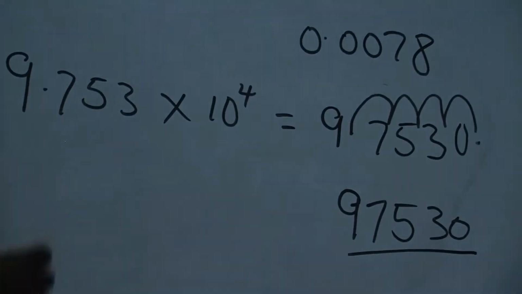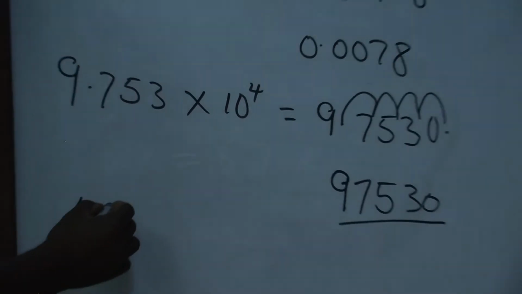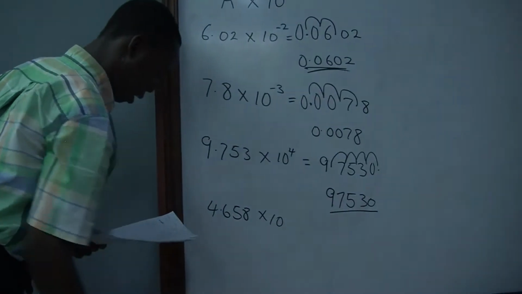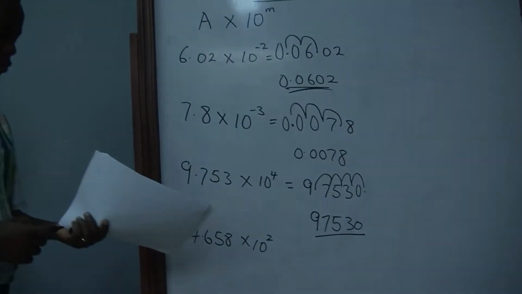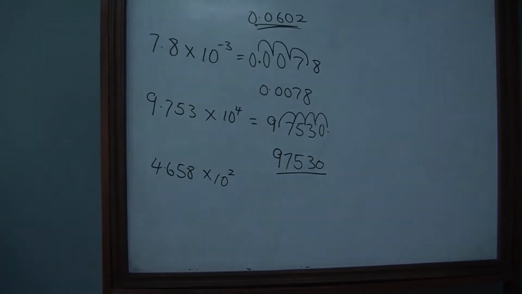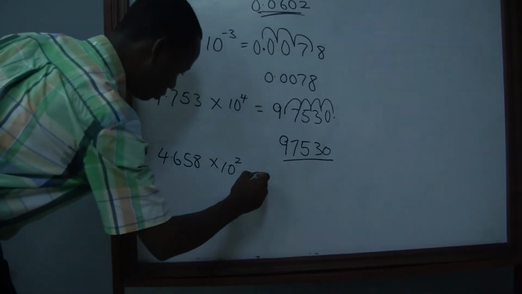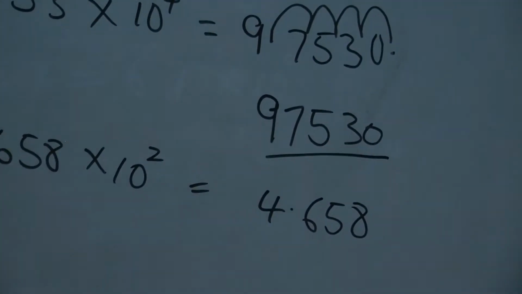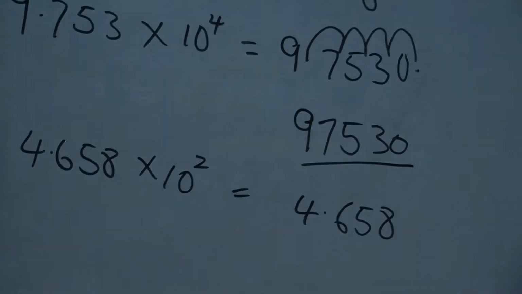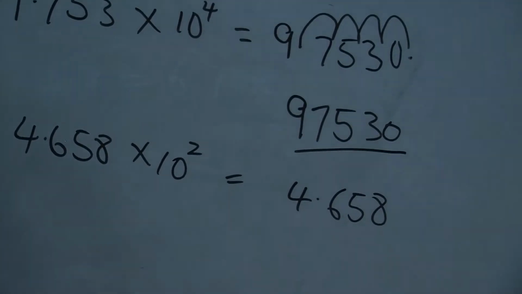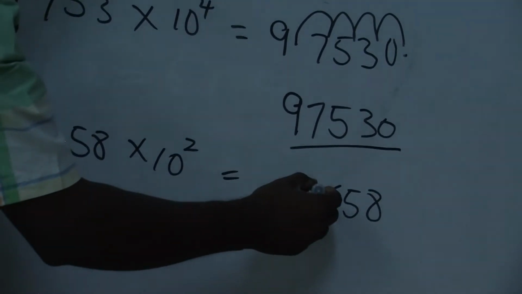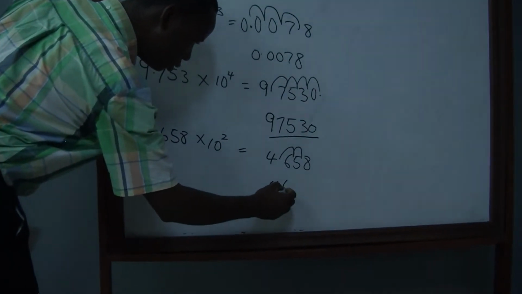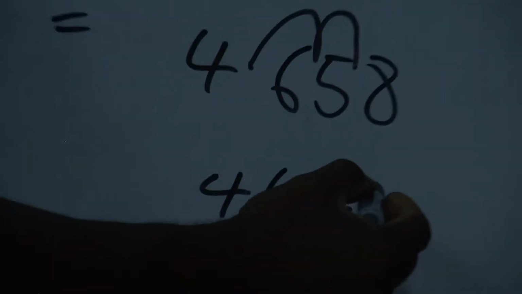Also, when we have a number like 4.658 times 10 raised to the power of 2. Let's write the number out. We have 4.658 raised to the power of 2. It's telling us that it's positive, greater than 1, and it will be going towards the right 2 places. That is 1, 2, and this will equal 465.8.